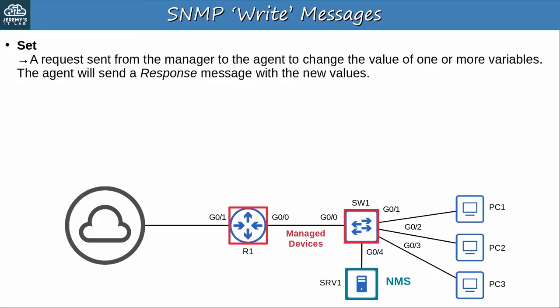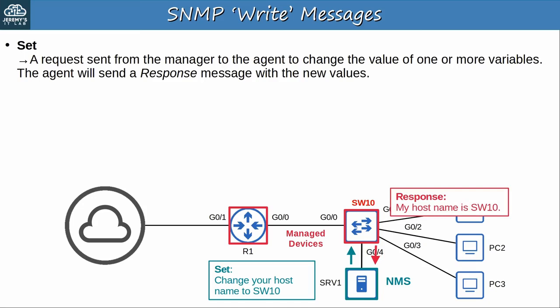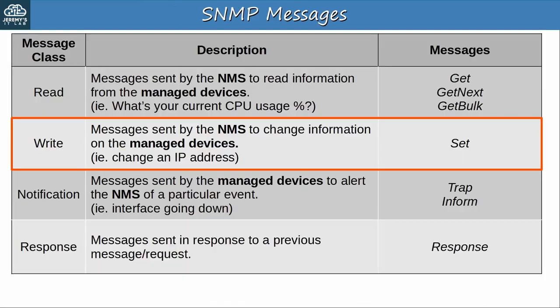So the set message is a request from the manager to the agent to change the value of one or more variables. Then the agent will send a response message with the new values. For example, server 1 can send a set message to switch 1, requesting that it change its hostname to switch 10. Switch 1 will then change its hostname and send a response message with its new hostname. So that's the write message class with the set message.